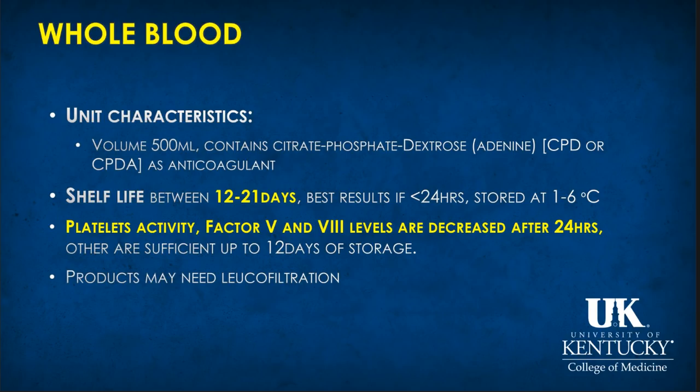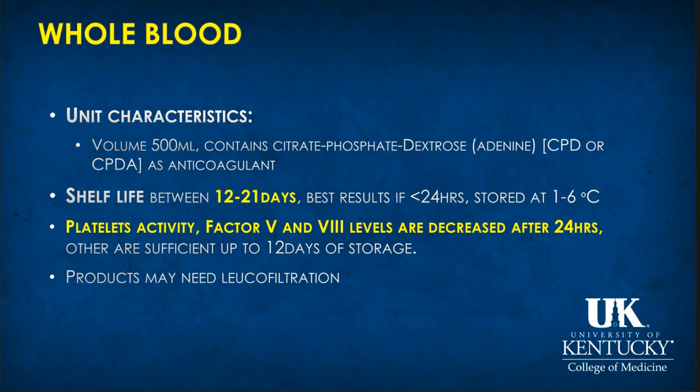Okay, so what is different if we have access to whole blood? Whole blood, the unit has a higher volume. It's about 500 cc's, doesn't go through a concentration process. Still contains some preservatives, as I said, the citrate phosphate dextrose and plus minus adenine as anticoagulant. The shelf life for whole blood is between 12 to 21 days. However, you get the best results if you use whole blood within 24 hours after donation.